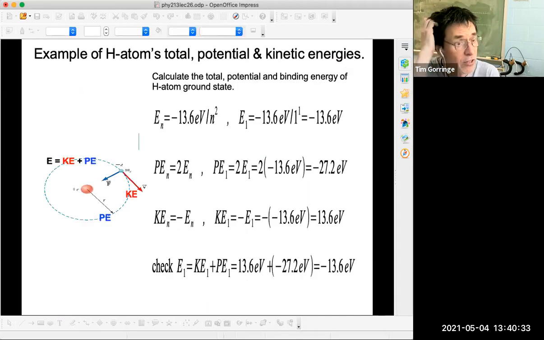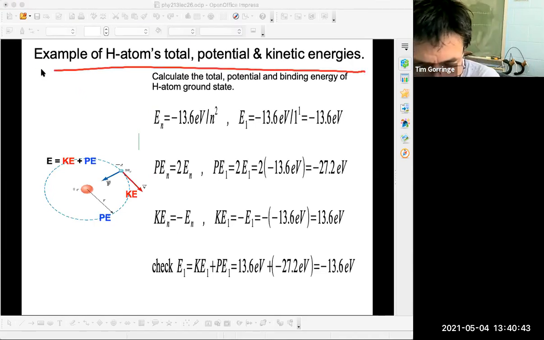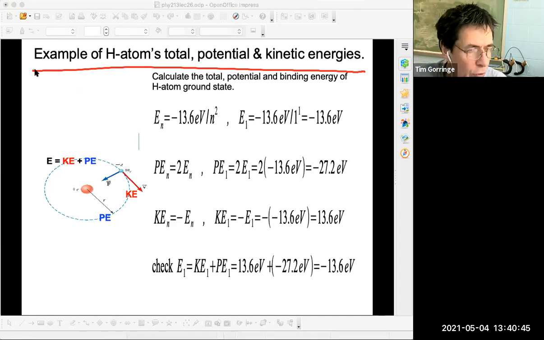Okay, I want to show you in the last few minutes just a couple of examples of working with these equations for the hydrogen atom. In this slide, I'm going to compare the total energy, potential energy, and kinetic energy of the ground state. We're going to do this quickly with some of the equations that we've just met on the last couple of slides.